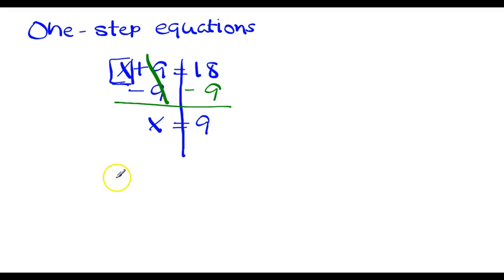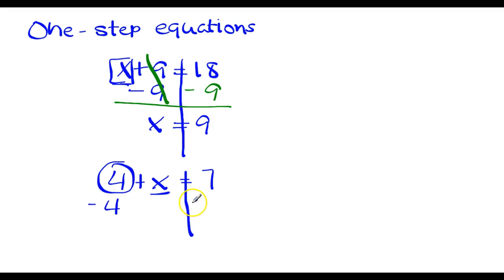Let's try another one. 4 plus x equals 7. Again, I need to know what x is. Right now, there is a positive 4 attached to this. So I need to subtract 4. And what I do to one side of the line, I have to do to the other side. So cancel that out and x equals 3.